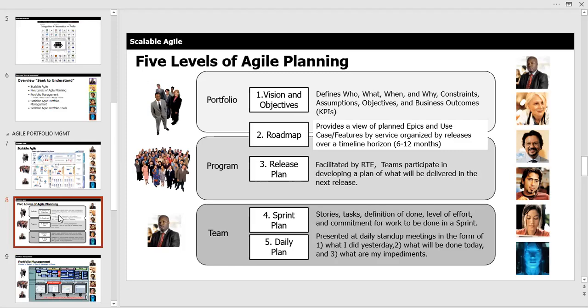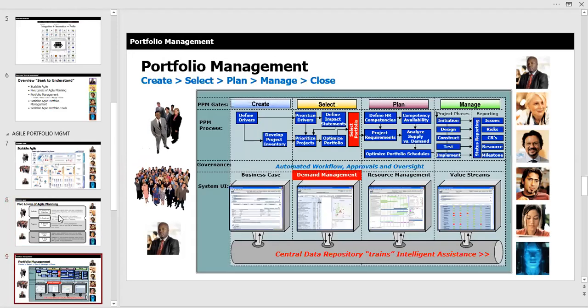So that's just in general the 5 levels of planning. Portfolio management is really a very broad, encompassing concept that really covers everything. So it's not just at the transactional level, it's the highest level to the lowest level.